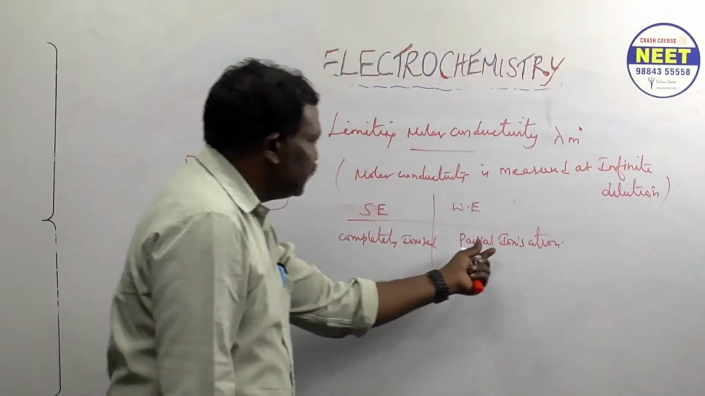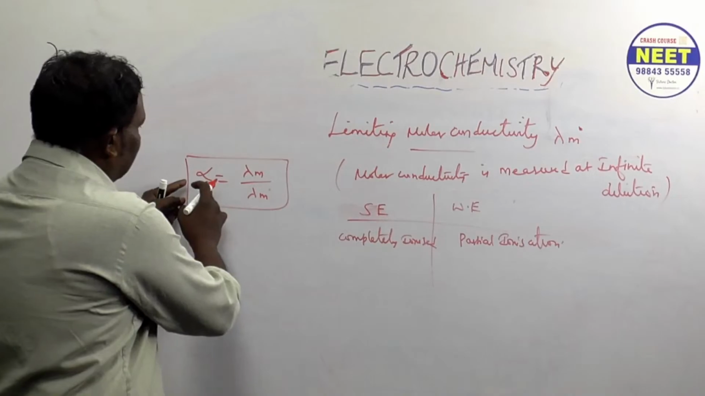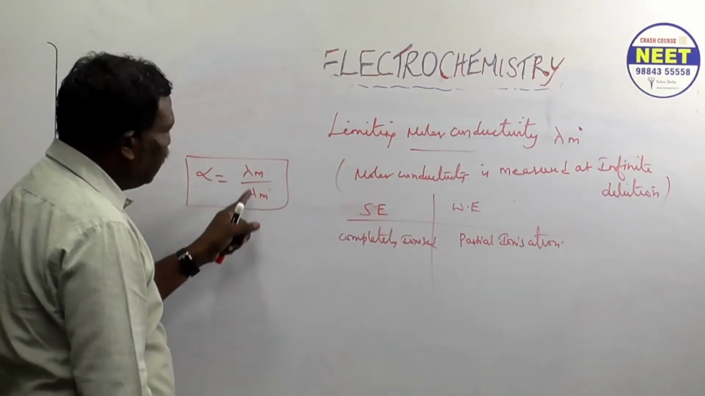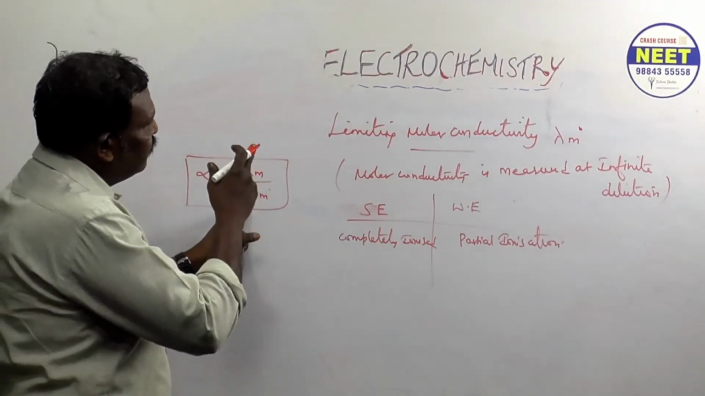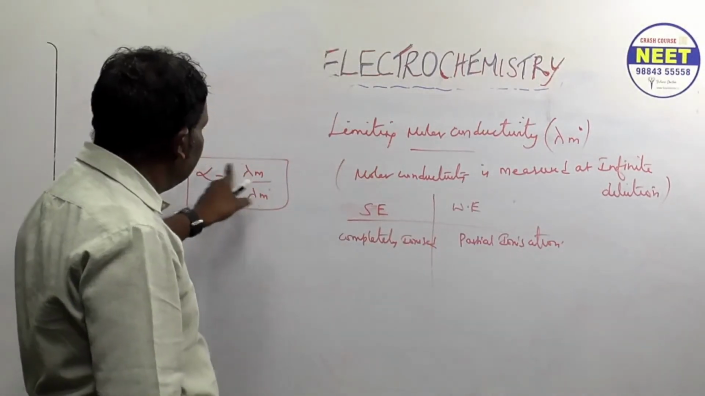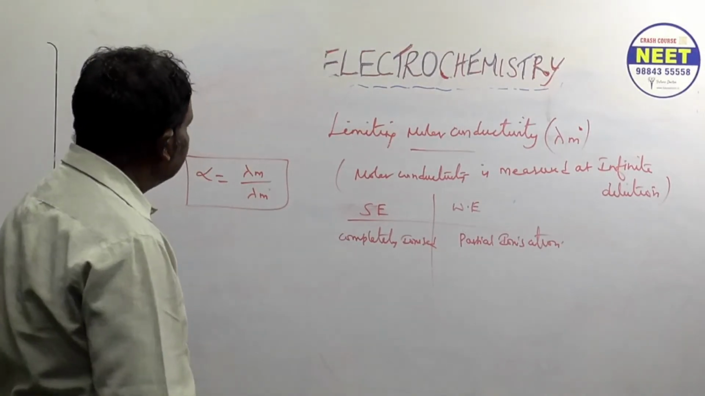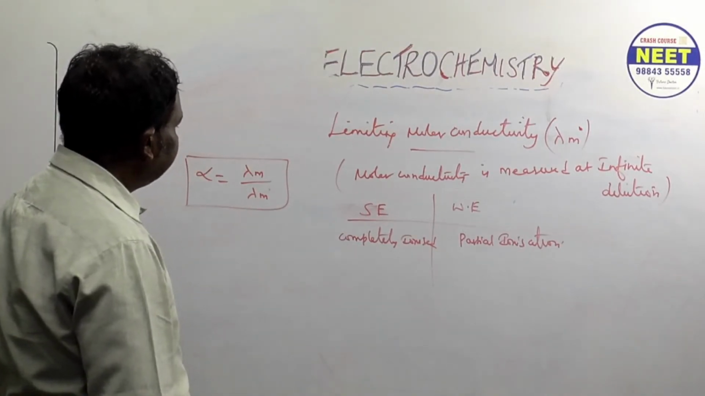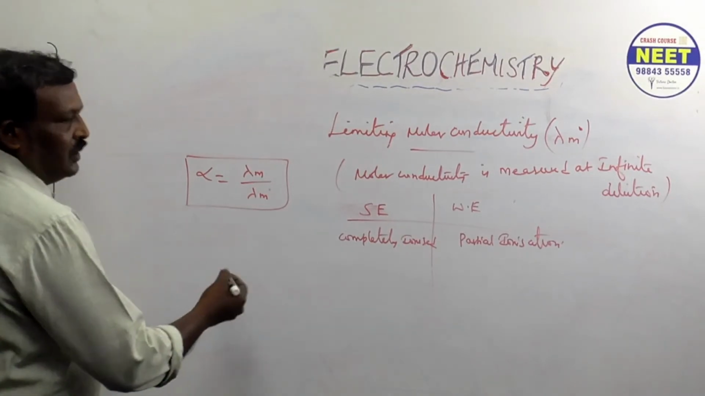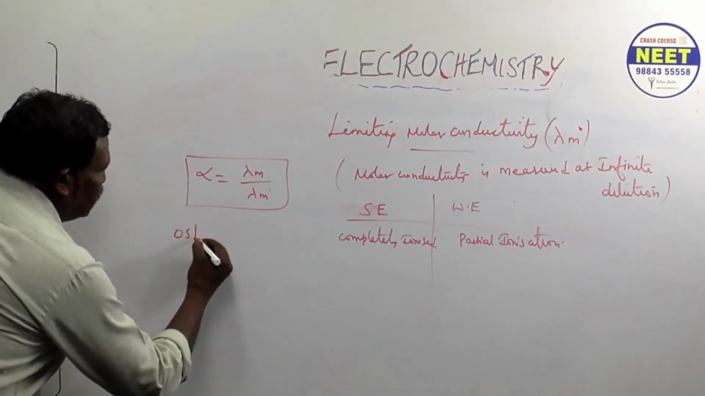Due to partial dissociation, how much dissociation takes place, so alpha is called degree of dissociation. Lambda m is called molar conductivity. Lambda m naught is called limiting molar conductivity. They will give any two terms, and you can find the other one, simple. Then we have one more statement, Ostwald dilution law.